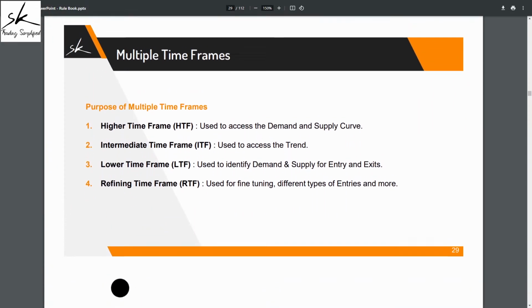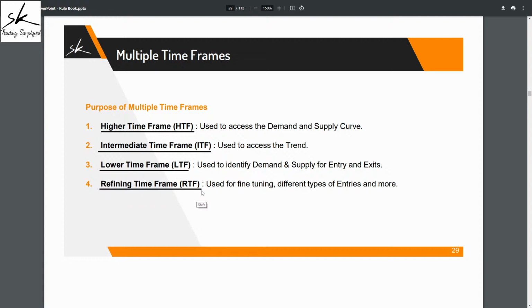So what are the multiple time frames we use? We use a minimum of 4 different time frames, and we call them the higher time frame HTF, intermediate time frame ITF, lower time frame LTF, and the refining time frame RTF. Higher time frame is used for demand supply curve analysis. Intermediate is used for trend analysis. On the lower time frame, we identify areas of demand and supply for our entries and exits.